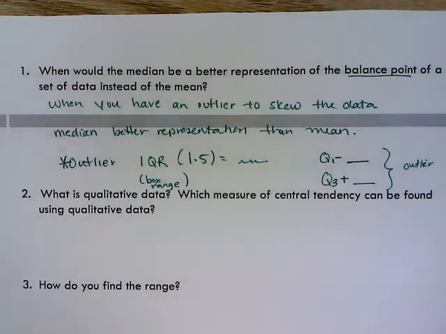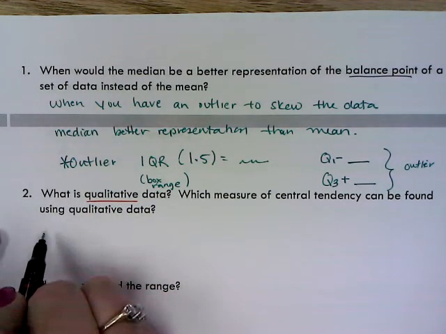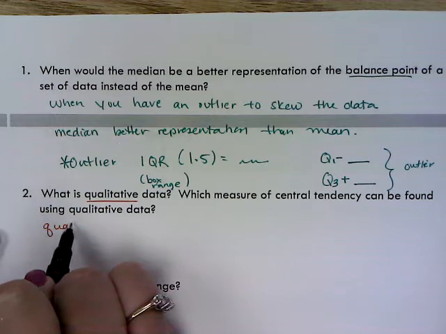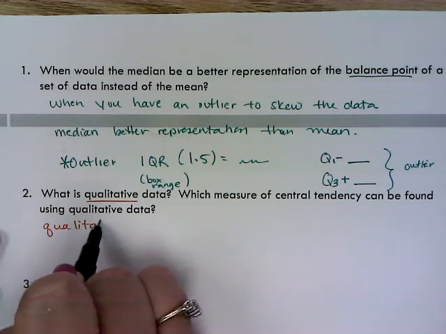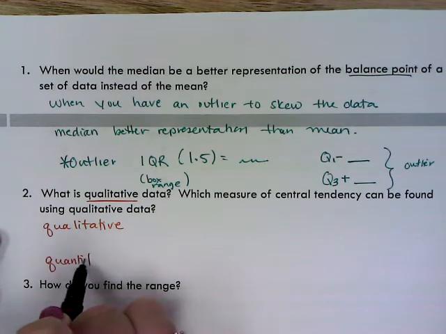The next one is a vocabulary question. There's a lot of vocabulary on your test. And this next one is a vocabulary question. It says, what is qualitative data? And then which measure of central tendency can be used finding qualitative data? So there's two types of data. We didn't really talk about this too much. There's qualitative and there's quantitative.